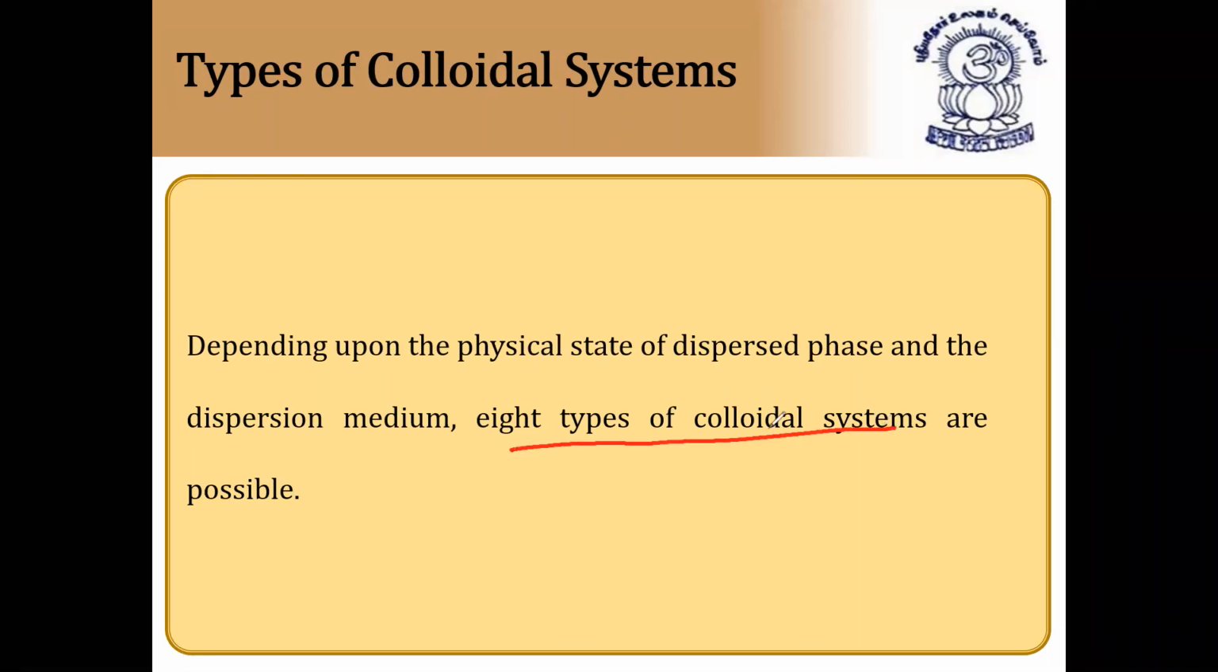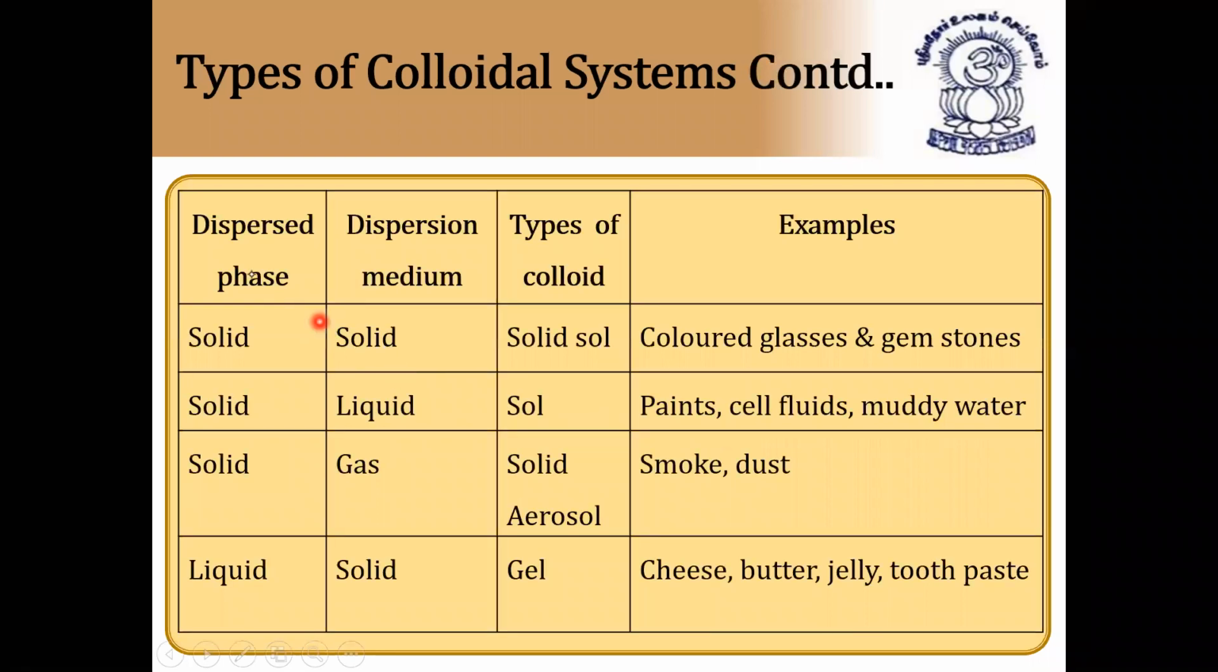8 types of colloidal systems are possible. What are those? We are going to discuss now. That table is very important. So this table I told you is very important. So these are the 8 systems of colloidal systems. So what are they called?